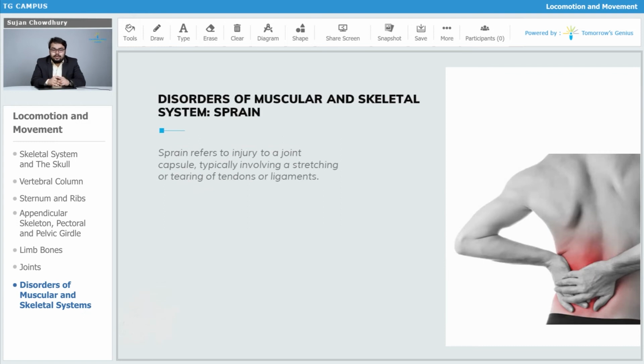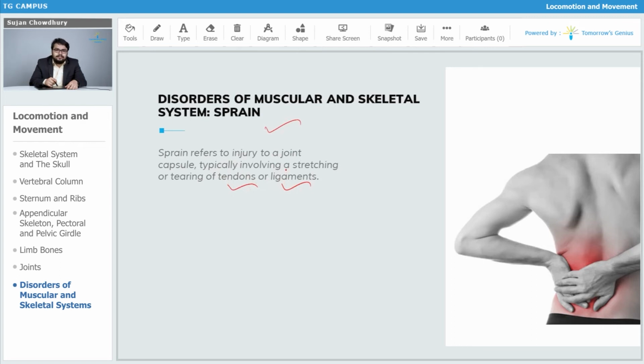Let us now talk about the next disease of the muscular and skeletal system. The disease is referred to as sprain. It indicates injury to a joint capsule, typically involving a stretching or tearing of tendon or ligaments. We know we have over 900 ligaments in our body. We have many tendons in us which help in attachment of different parts of the body.